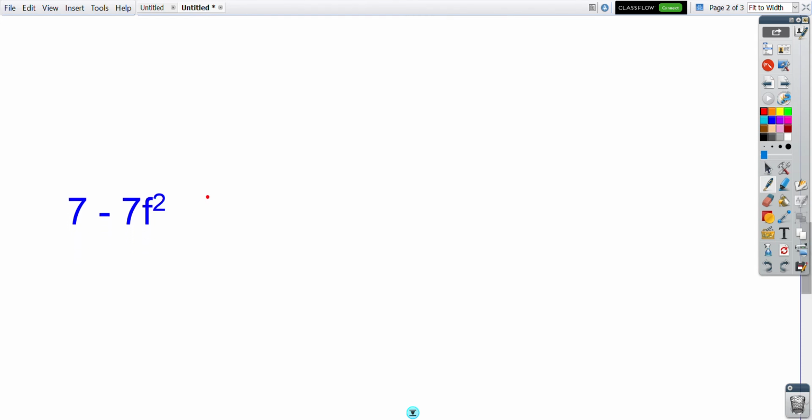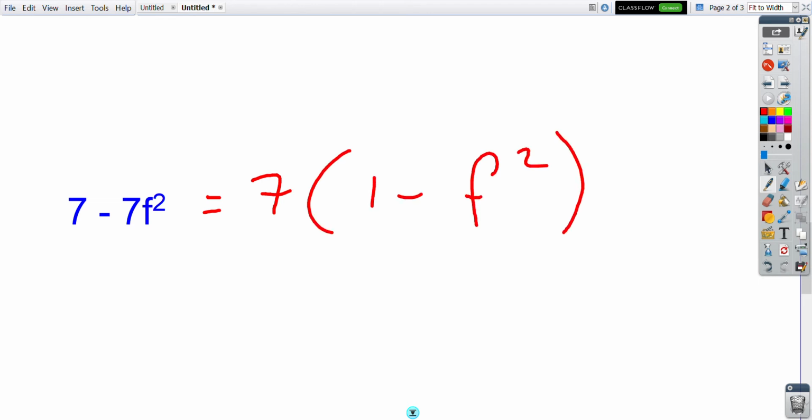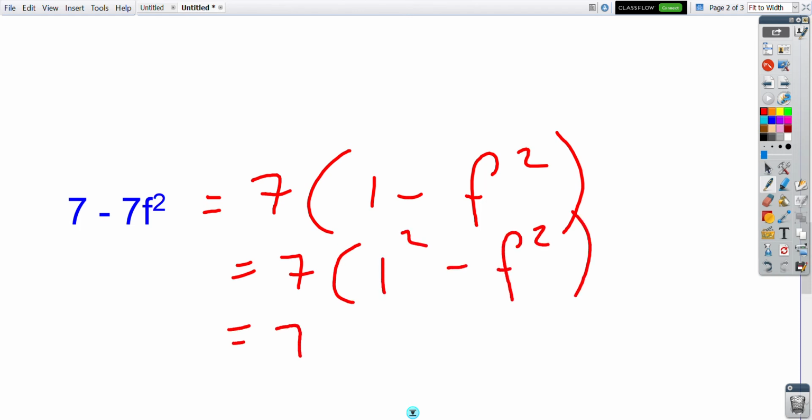In most of the examples I've looked at, I've always had the letter as the first term. The letter could be the second term, it could be two letters. Here, common factor is 7 times 1 take away f squared. That's 7 times 1 squared take away f squared. That is 7 times 1 plus f times 1 take f.